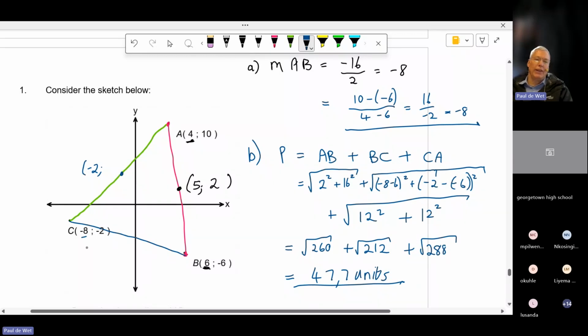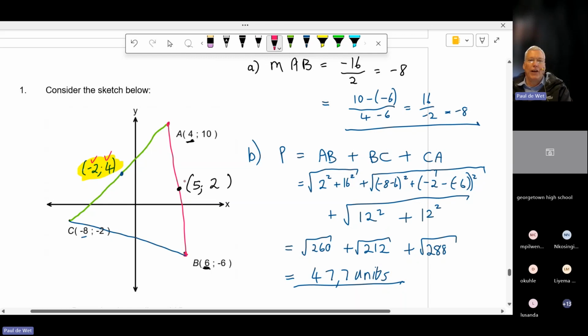From negative 2 to 10 is a climb of 12. Half of 12 is 6. Add 6 to minus 2 and I get to 4. Or subtract 6 from 10 and I get to 4. You can either do it like that, or you can just add the x's and divide by 2. 4 and minus 8 is minus 4, divided by 2 is minus 2. Right? And negative 2 and 10 is 8, divided by 2 is 4. Okay. All right. Then it says, what about the equation of this line AC?